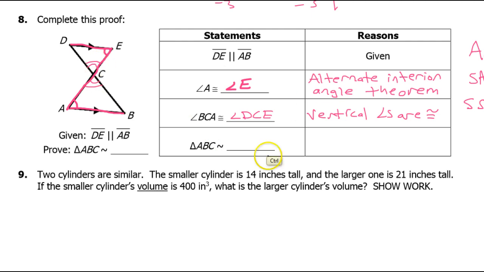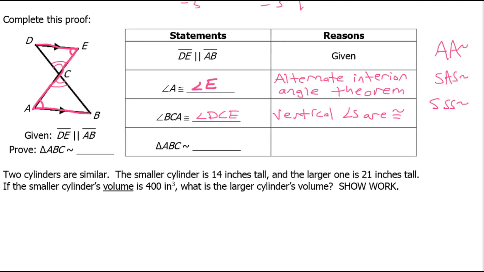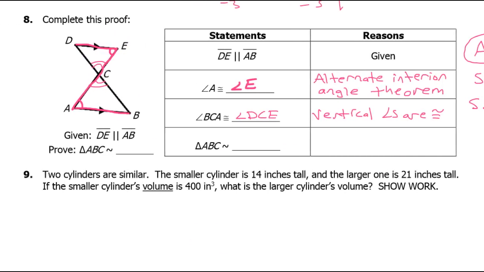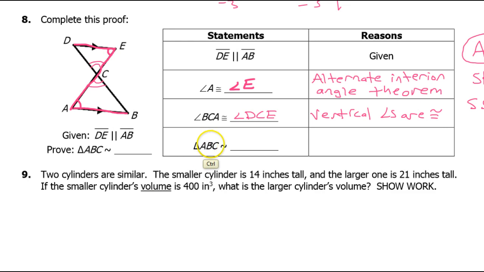Now, that gives us enough information to prove that these triangles are similar because of angle-angle similarity. We have two pairs of angles. So we can go ahead and say that triangle ABC is similar to triangle EDC, by angle-angle similarity. All right, don't forget the little similarity symbol that goes at the end.